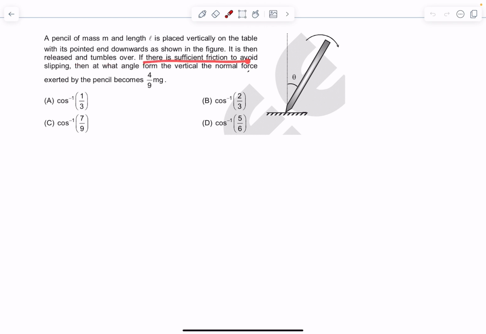If there is sufficient friction to avoid slipping, then at what angle from the vertical does the normal force exerted by the pencil become 4/9 mg? The problem statement is quite straightforward. We have to find the angle theta for which the normal reaction from the ground becomes this value. Okay, now let's check out the solution.